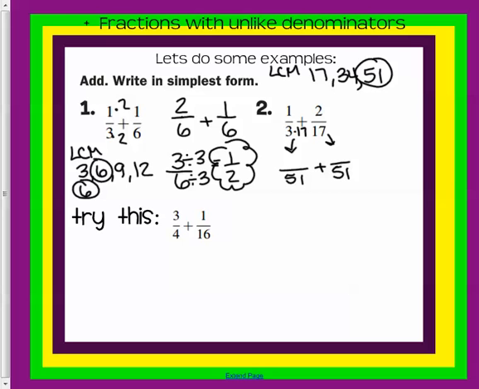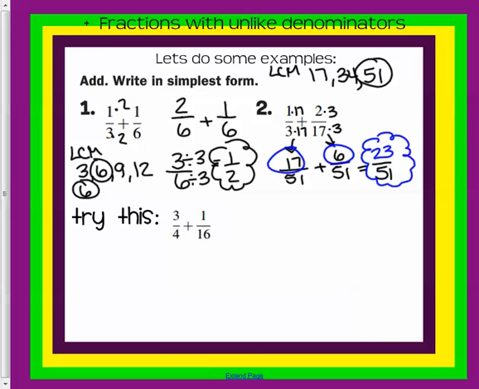So 3 times 17 gives me 51, so 1 times 17 gives me 17. 17 times 3 gives me 51, so 2 times 3 gives me 6. So now I have the same size of pieces. I can add my 17 and my 6, and I get 23/51. Bubble it in and you're done.